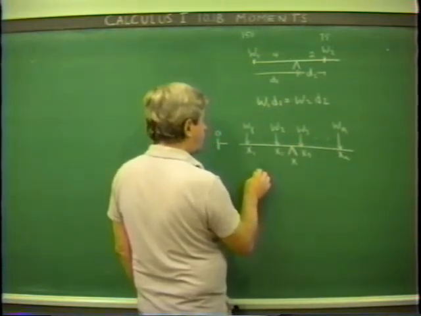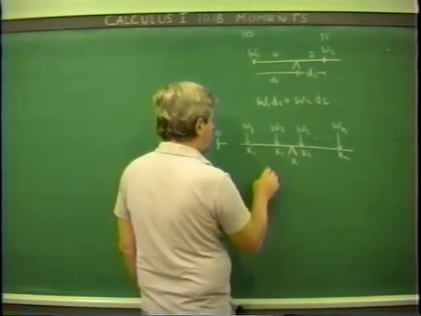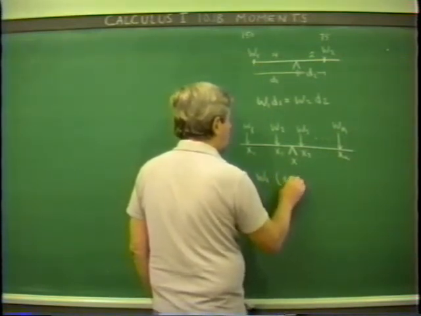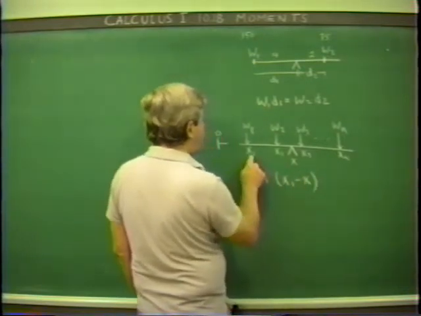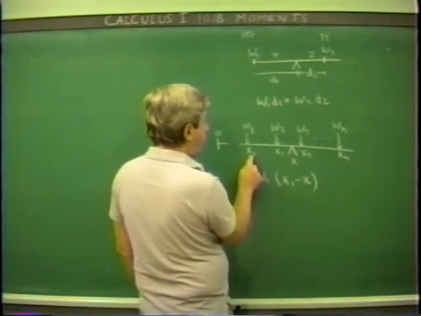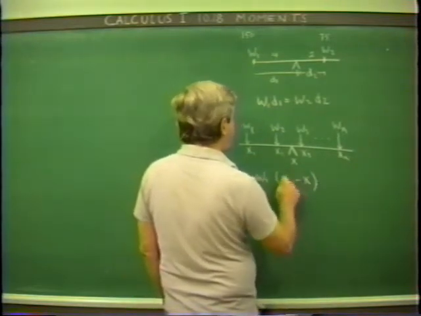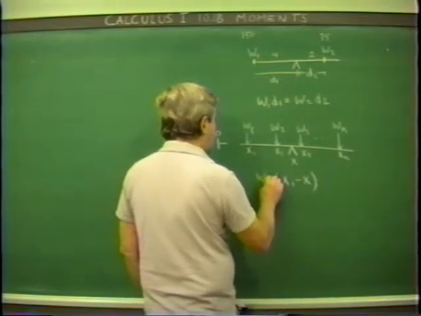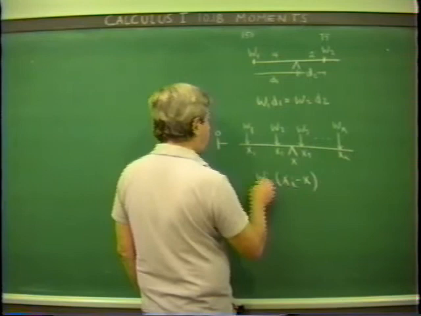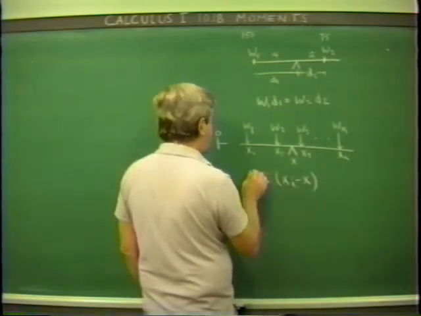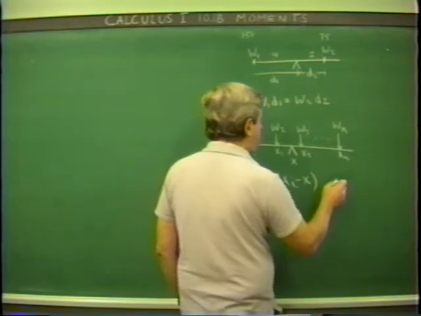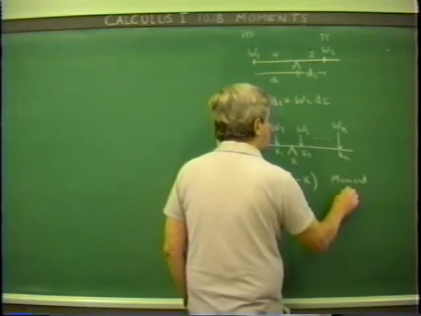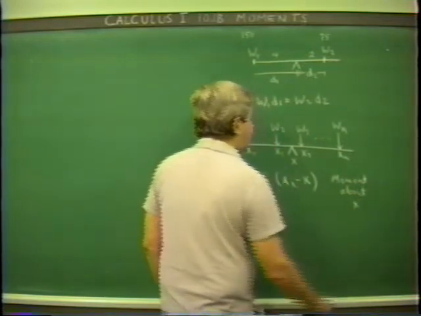Right? Then what you can do is compute what's called the moment of these weights about the point X. That's to say, we compute W1 times X1 minus X. And of course, this will be negative because X1 is to the left of X. And we add to that W2 times X2 minus X all the way up through Wn times Xn minus X. In short, we add up the quantities Wi times Xi minus X. And this is defined to be the moment about X.